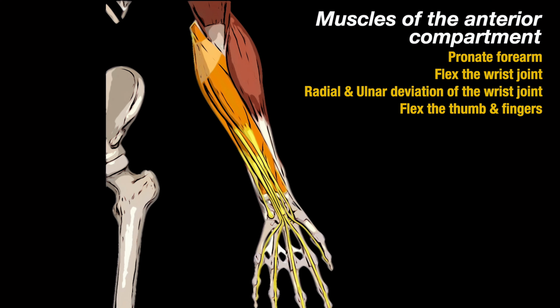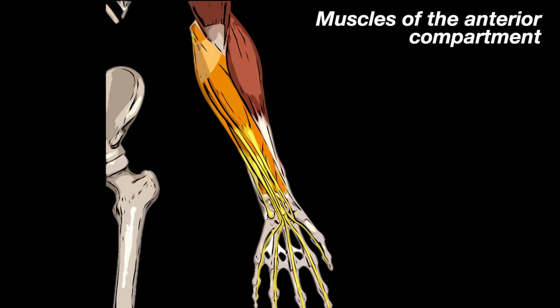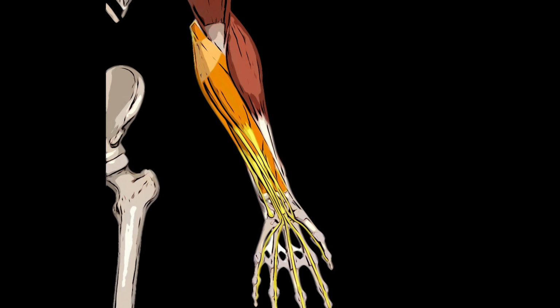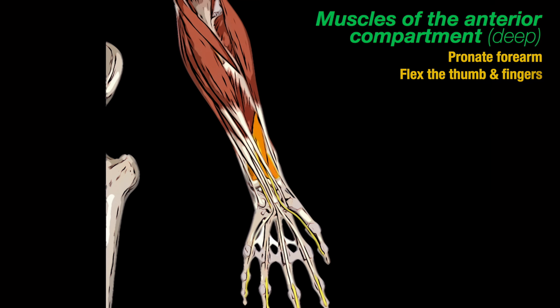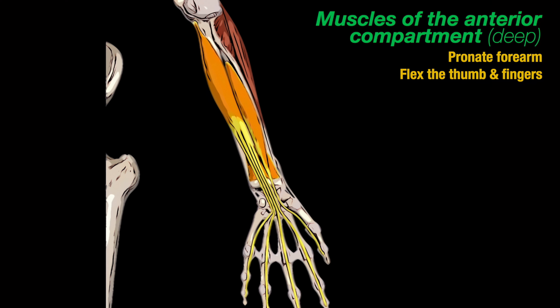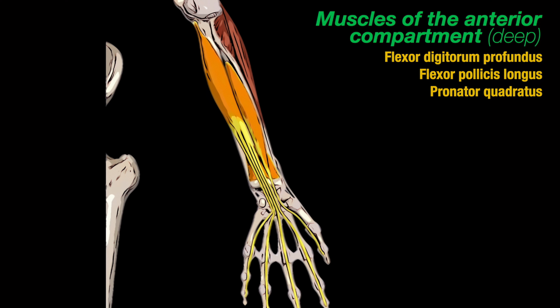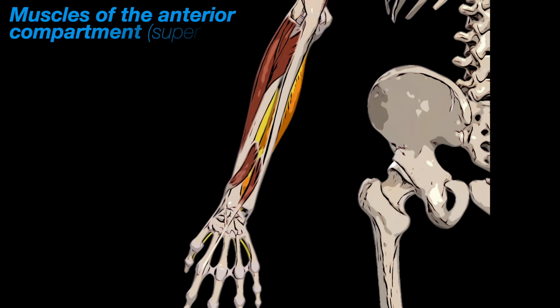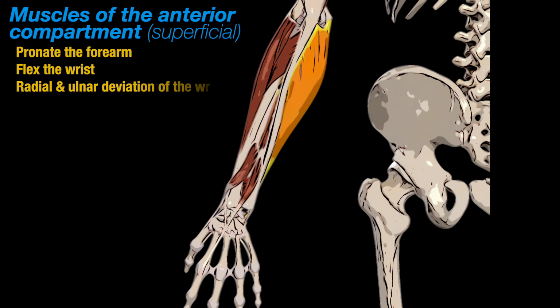For classification purposes, the muscles of the anterior compartment of the forearm can be arbitrarily divided into 2 subgroups. The muscles of the deep group mainly act to pronate the forearm at the radio-ulnar joints and flex the thumb and fingers at their interphalangeal and metacarpophalangeal joints. The muscles of the deep group of the anterior compartment of the forearm consist of flexor digitorum profundus, flexor pollicis longus, and pronator quadratus.